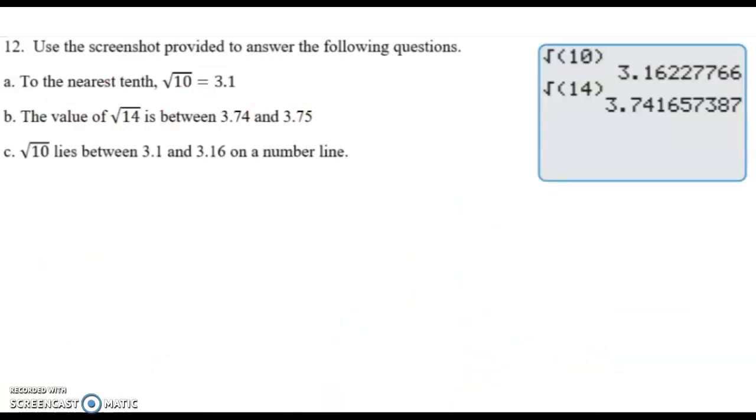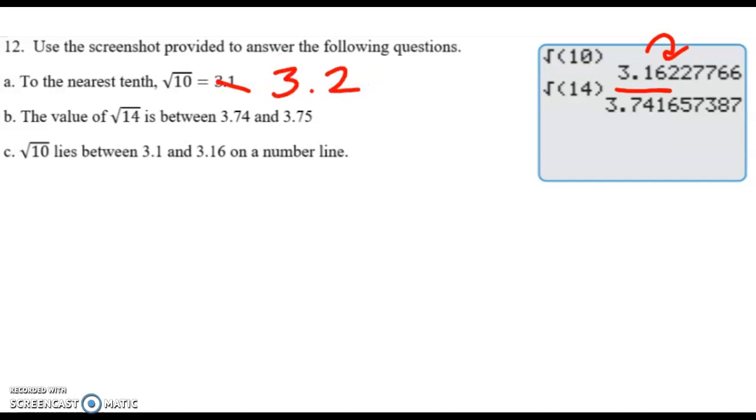Okay, so then this is when you use your calculator. It says use the screenshot provided to answer the following questions. So the nearest tenth. Now remember, tenth is the place right after the decimal. So if I look at the square root of 10, it says it equals 3.1. Ooh, that's actually not true, because I have to look at the number behind it. So since the 6 is above 5, that should actually be 3.2.